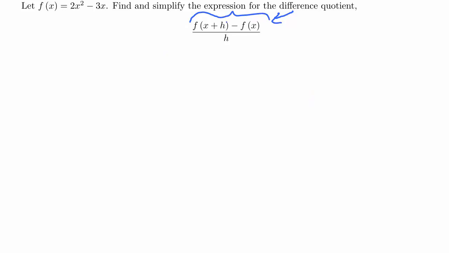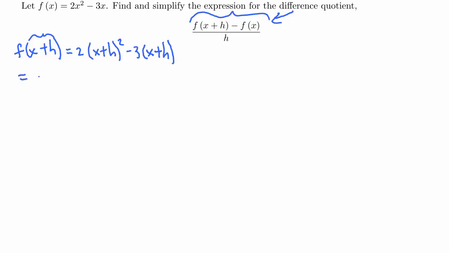Now, notice that in the difference quotient, I have f of x plus h in the numerator, and I have subtracting off f of x. So the first thing I want to do is find f of x plus h. Here's f of x. If I want to find f of x plus h, I simply replace all x's with x plus h. So that gives me 2, and instead of x, it's x plus h squared, minus 3, and instead of x, it again is replaced with x plus h.